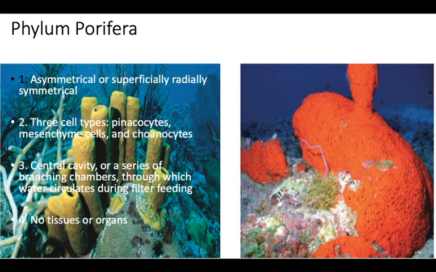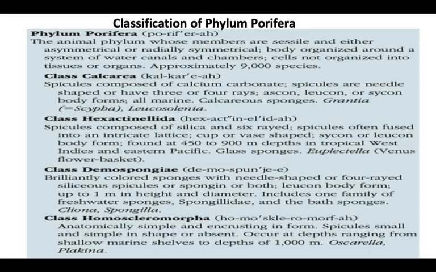So this is the basal level of organization, and over here they are generally called sponges. Asymmetrical in shape, as you can see, the sponges are asymmetrical or superficially have a radial symmetry. Three types of cells are identified inside them: pinacocytes, mesenchymal cells, and choanocytes. They have a central cavity from where a series of branching chambers through which the water circulates. They don't have any tissues or organs. So just a basal level of cellular division is happening inside them.